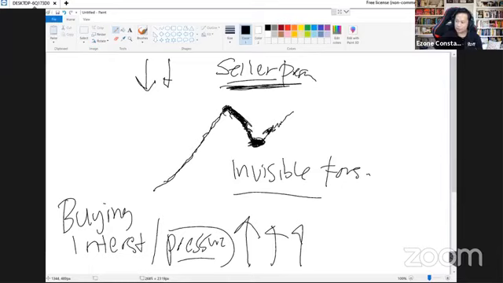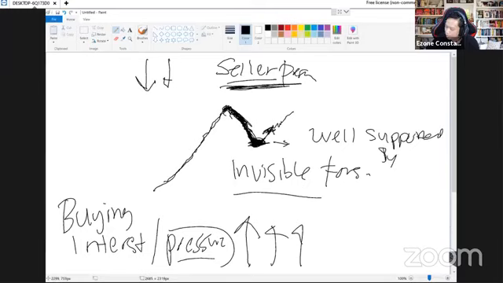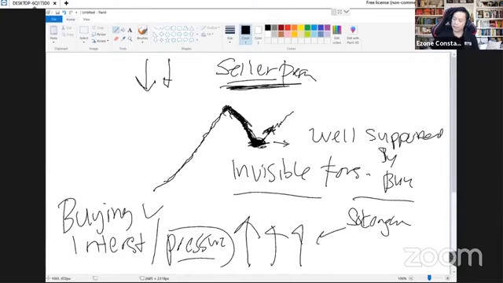Okay, so this is the area that we mentioned about. If the seller wants to press the price down, but the price cannot go down and continues to go up, this is what we say: this area is well supported by the buyer. Kawasan ni yang kita sebut sebagai kawasan yang mempunyai sokongan yang baik daripada si pembeli. That is the reason the price goes up high.